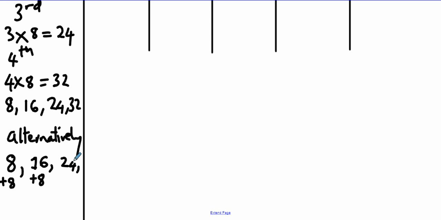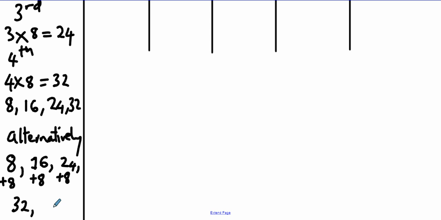Now to get the fourth multiple of 8, you take this number, which is 24, and add the number itself. What do you get? 24 plus 8. The next number will be 32. And so on and so on.